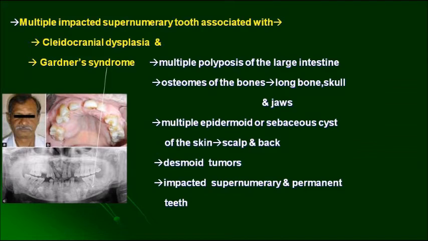Now another important MCQ is multiple impacted supernumerary teeth. In which conditions do you see impacted supernumerary teeth? They are associated with cleidocranial dysplasia and Gardner syndrome. Those 2 points are very important. See that radiograph, it is of a patient with Gardner syndrome. You can see multiple impacted supernumerary teeth within the jaw, in both the mandible and maxilla, several unerupted supernumerary teeth are present. So it is seen in cleidocranial dysplasia and Gardner syndrome.